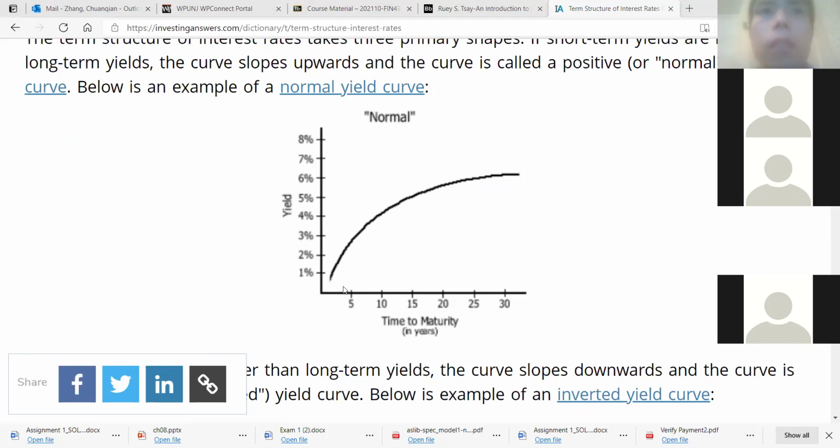And we understand the longer the time to maturity, the larger the yield you will expect to get. The reason is that the longer the maturity of the bond, there's more riskiness, right? What kind of riskiness do we have for the government bond? Can you name a few for me?